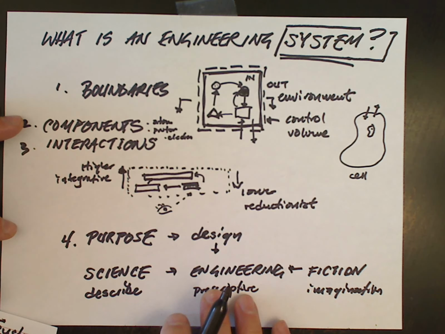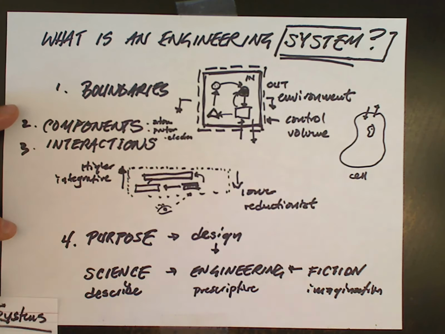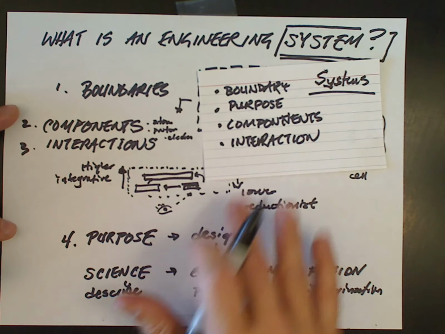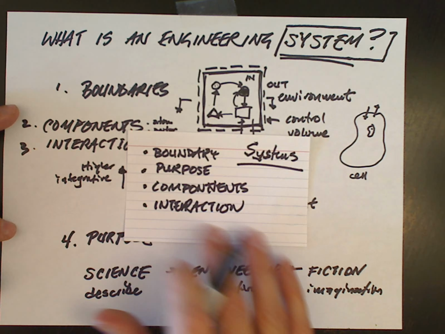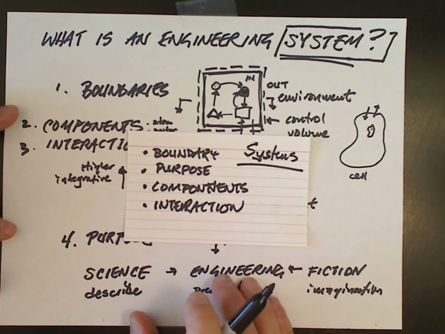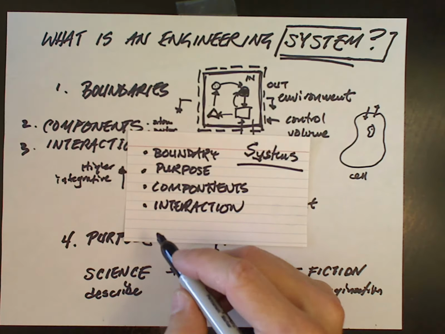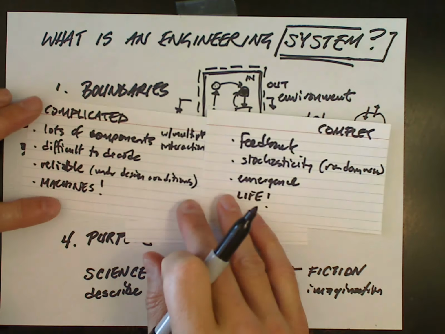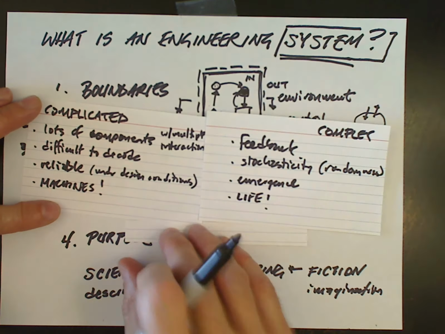So engineering systems must have a purpose. That's our four things: the boundaries, the components, the interactions, and the purpose that characterize our study of engineering systems. In a future video, I'll talk about complicated systems versus complex systems. The distinction turns out to be pretty important.